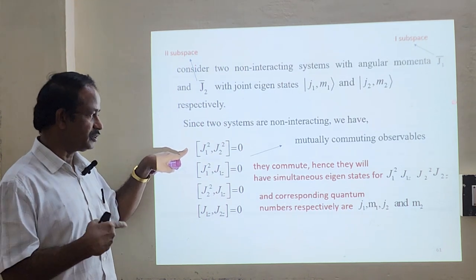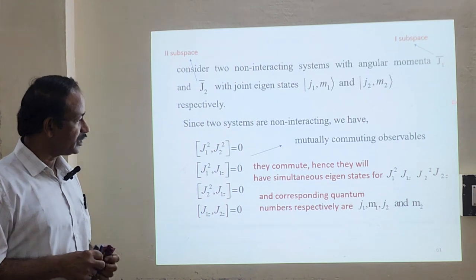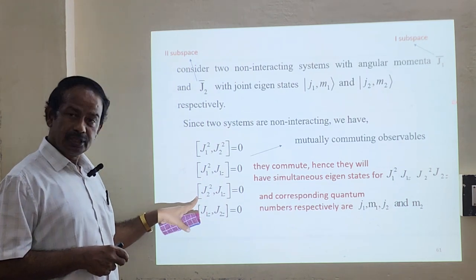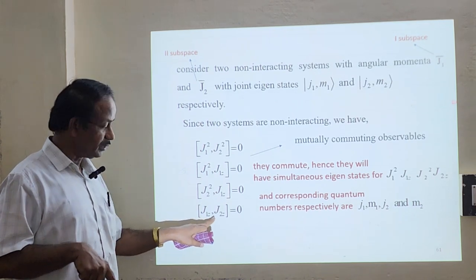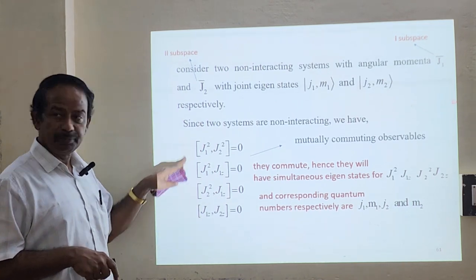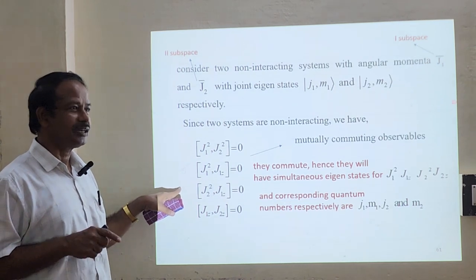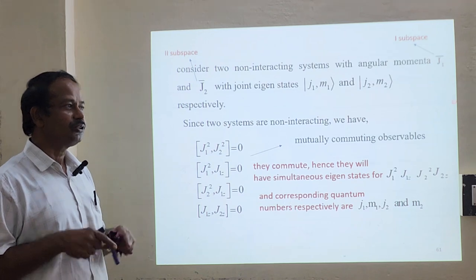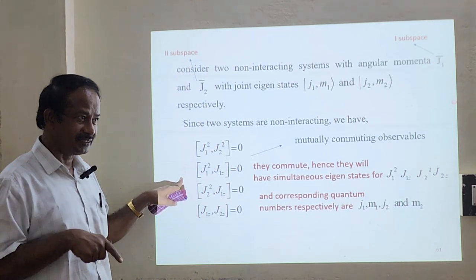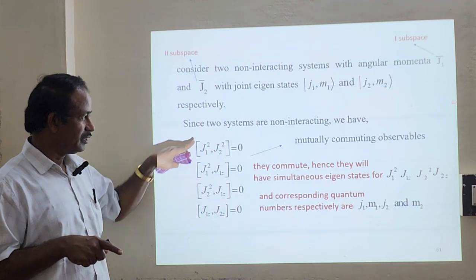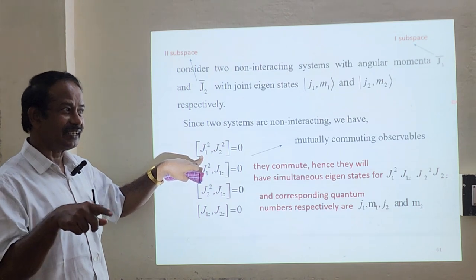Now we are going to see this for two electrons. So [J1², J2²] equals 0, [J1², J1z] equals 0, [J2², J1z] equals 0, and [J1z, J2z] equals 0. It means that they are mutually commuting observables. So you can measure them mutually. It means they will have common eigenstates, simultaneous eigenstates, which is nothing but your |J, M>.